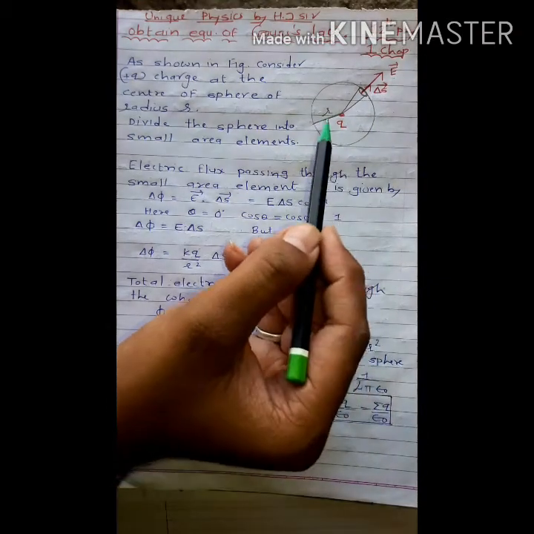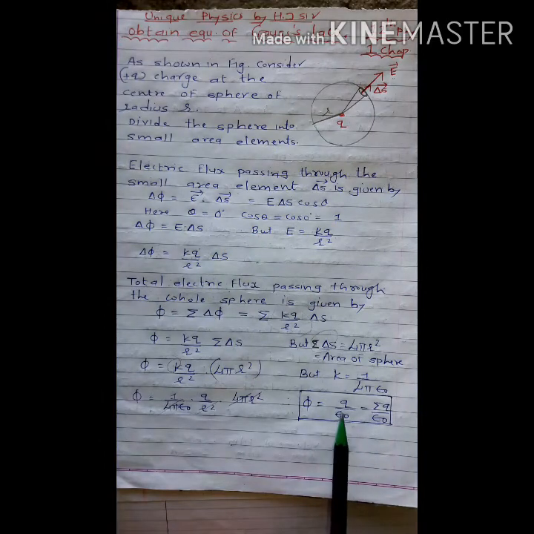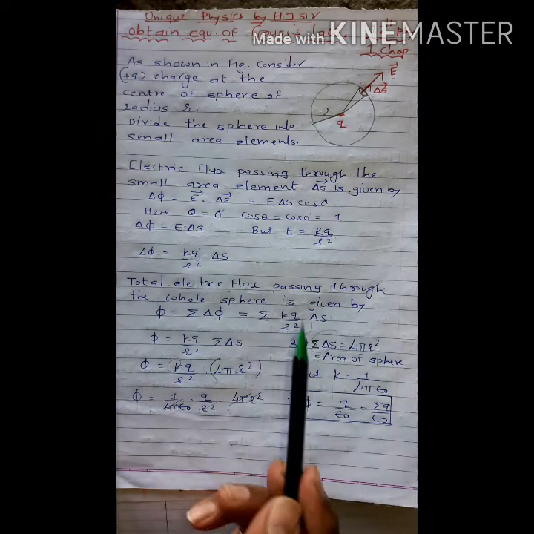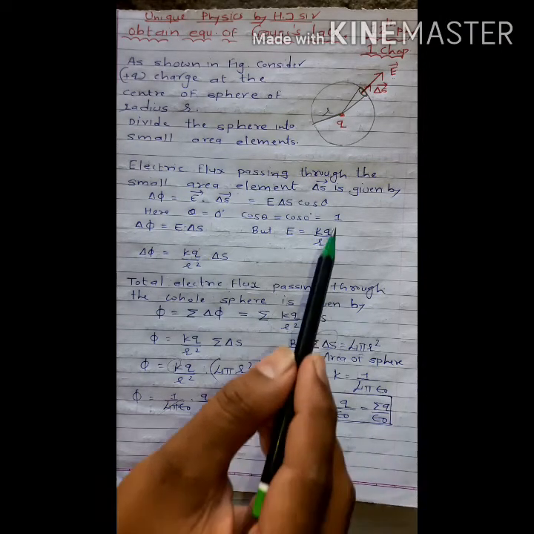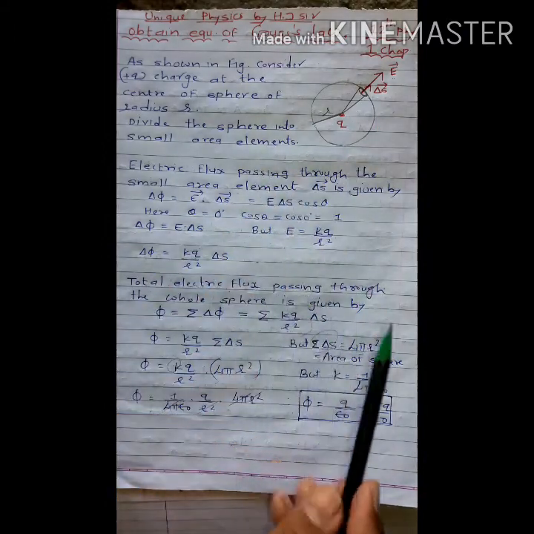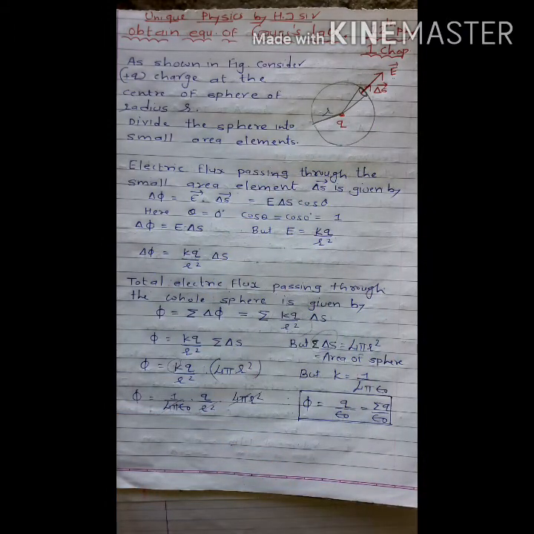Here we have only a single charge, that's why we get q upon epsilon 0. If we have more than one charge, we consider their sum. So instead of q, we generally use sigma q upon epsilon 0. Sigma q represents the sum of all charges enclosed by the sphere, or enclosed by the closed surface.